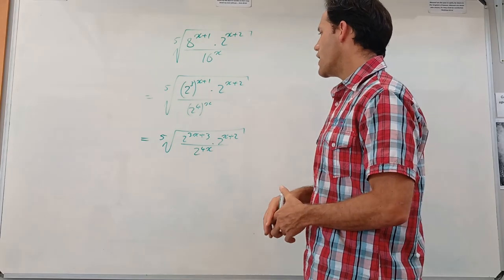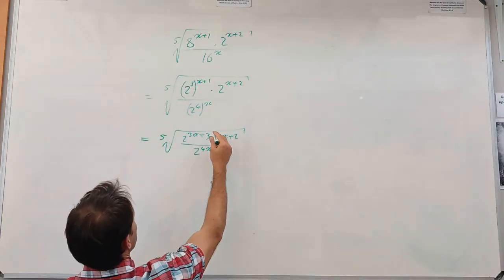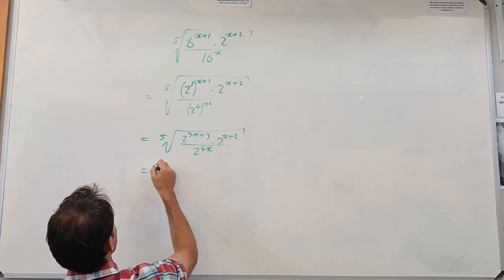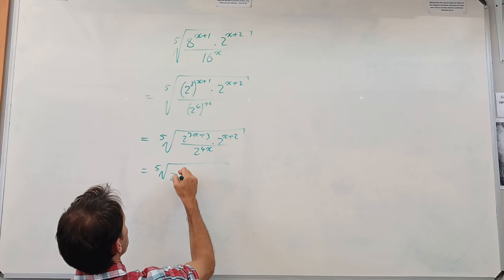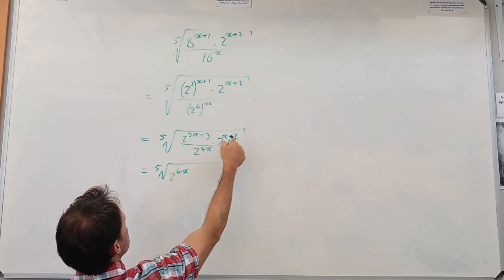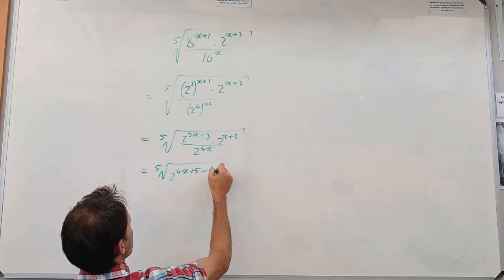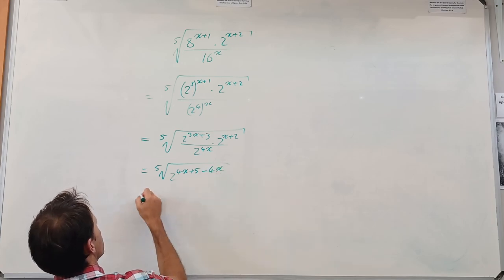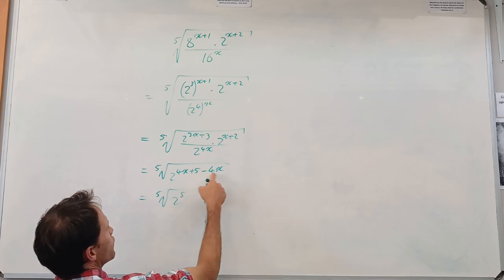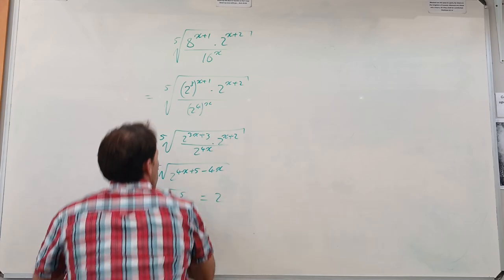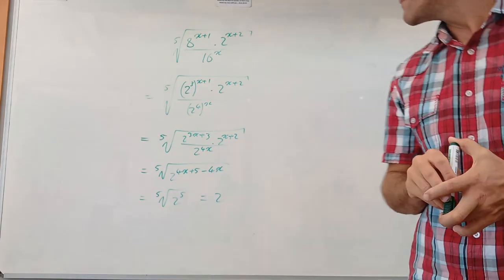Okay, and now we can do the next step, maybe to save a bit of time, we can take it up and simplify it. So we're going to say it's the fifth root of 2 to the power 3x plus x is 4x, 3 plus 2 is 5, and then the 4x becomes minus 4x. And you take it up. So you end up with the fifth root of 2 to the power 5, because the 4x minus 4x is 0, and then you get 2. Okay. This is easy.